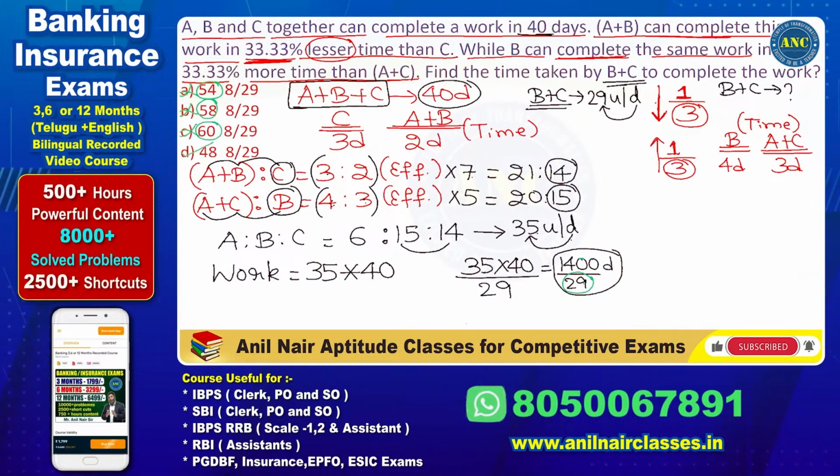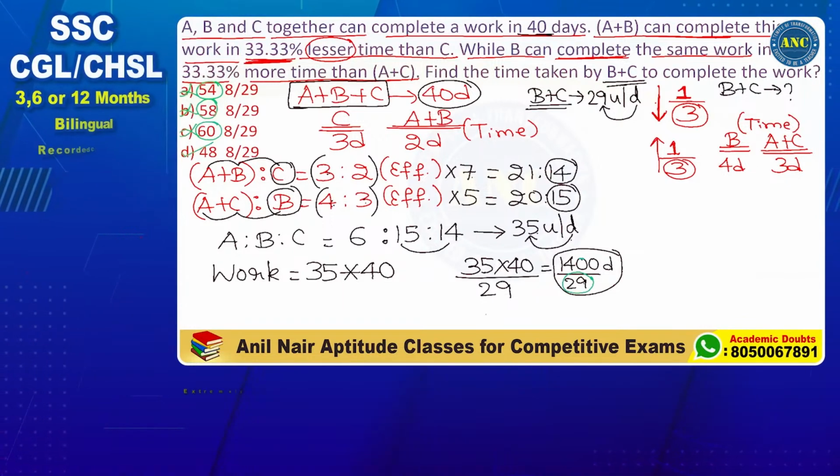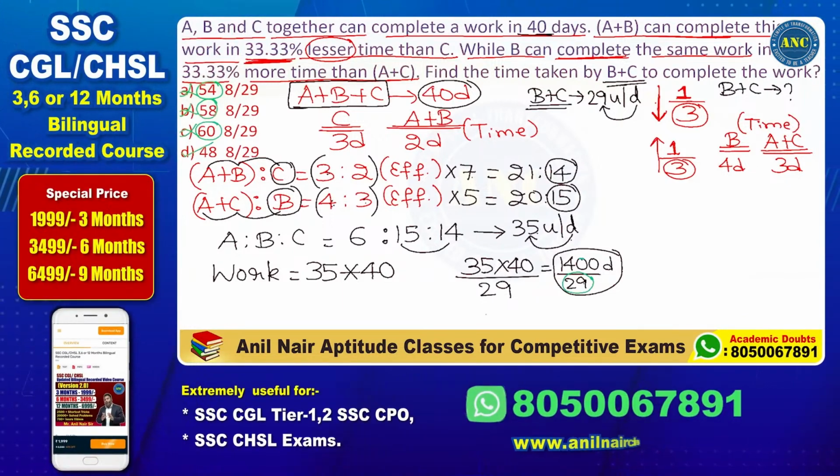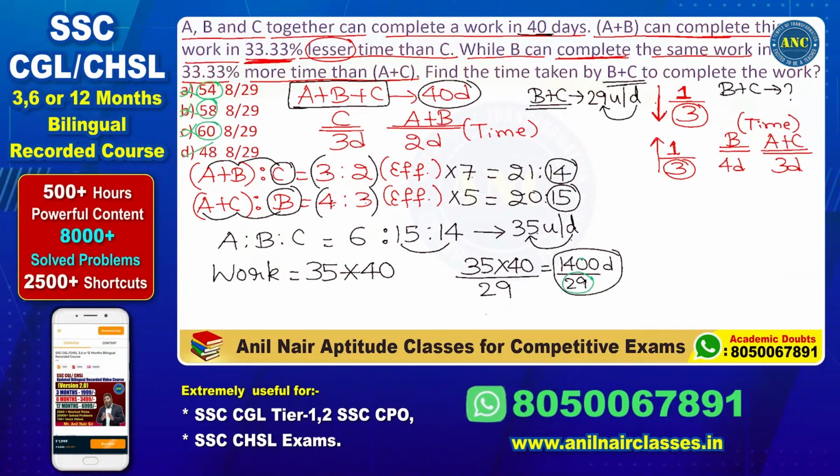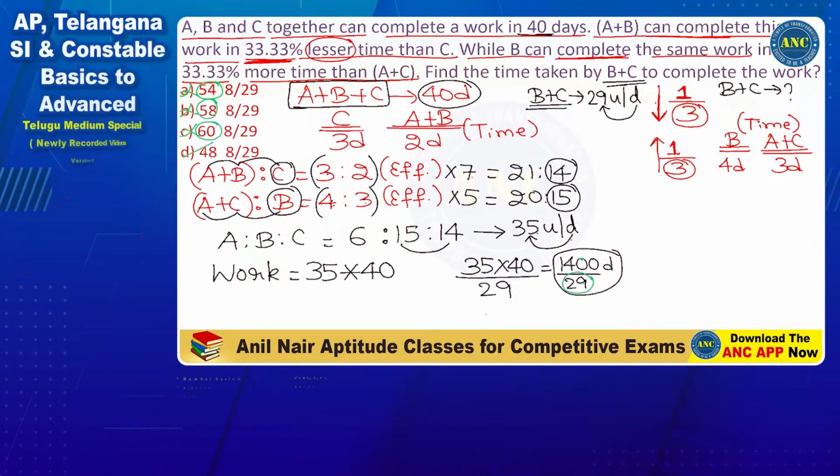Do you need to actually check whether 48 8 by 29 is the right answer or not? You don't need to. That is what I am saying. A little common sense will make you eliminate 3 options out of 4 in this case, so that you can save a lot of time in the examination.